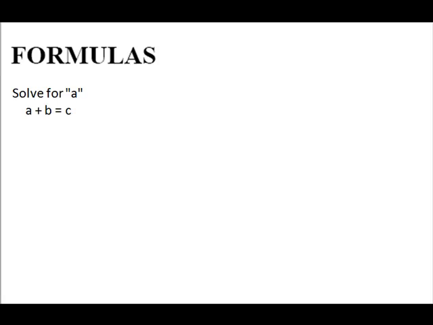Let's look at some formula solving. This is where we solve for a specific variable. In this problem, we want to solve for the a. That means that we want to isolate the a. We want to get the a all by itself.